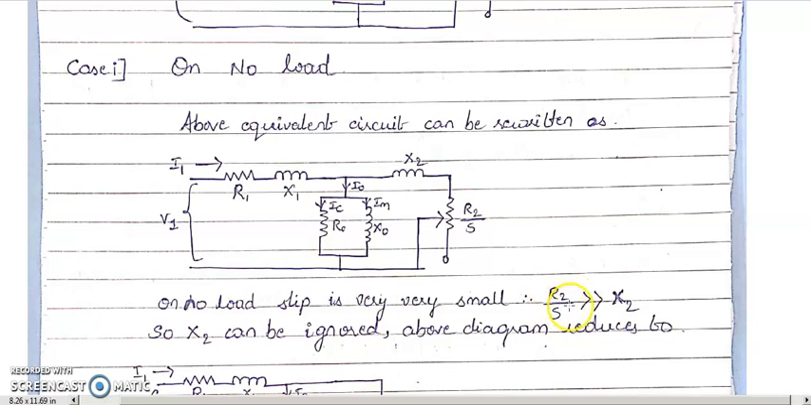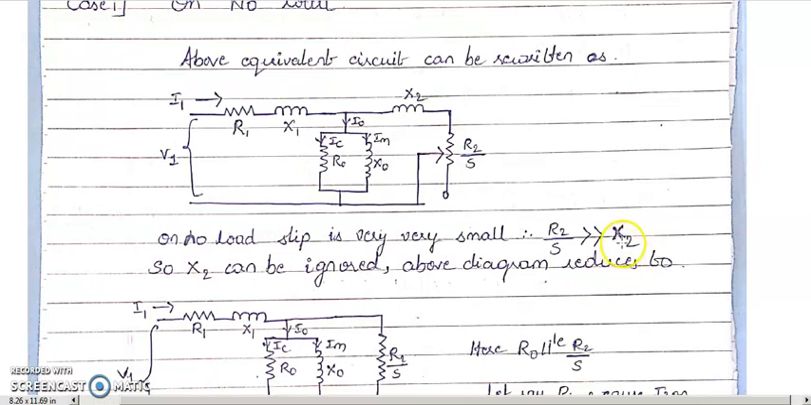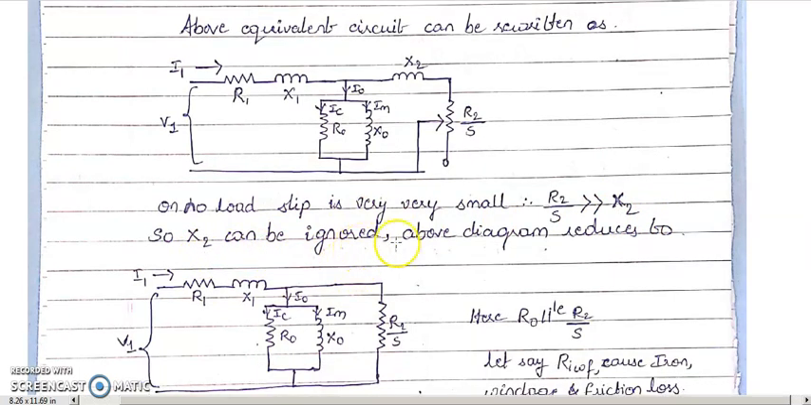If it gets increased, then what happens? R2 by S will be very much greater than X2. Okay, R2 by S will be very much greater than X2. So since X2 will be very small during the no load condition, R2 by S will be very much greater, and the rotor reactance X2 will be less. So what I can do here is ignore that X2. See, I have ignored X2 in the above diagram.